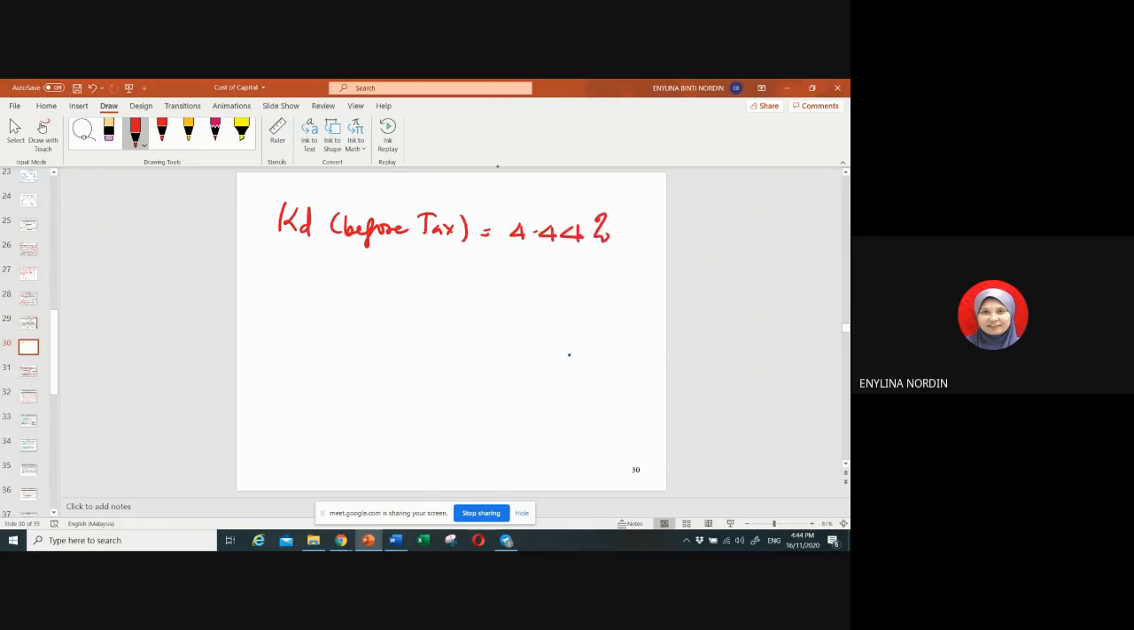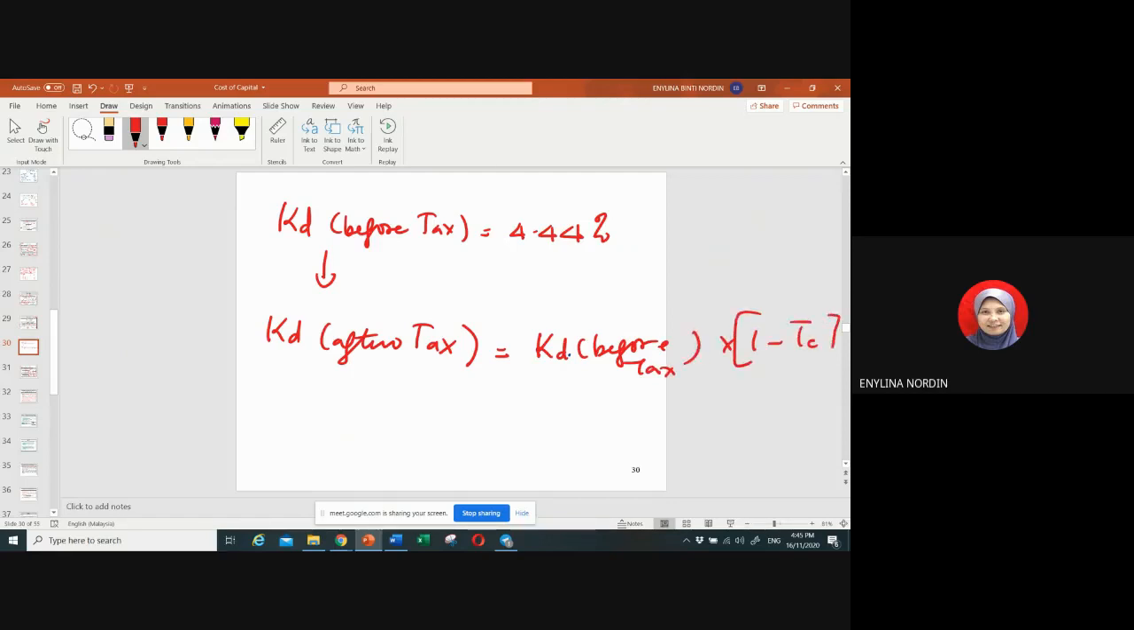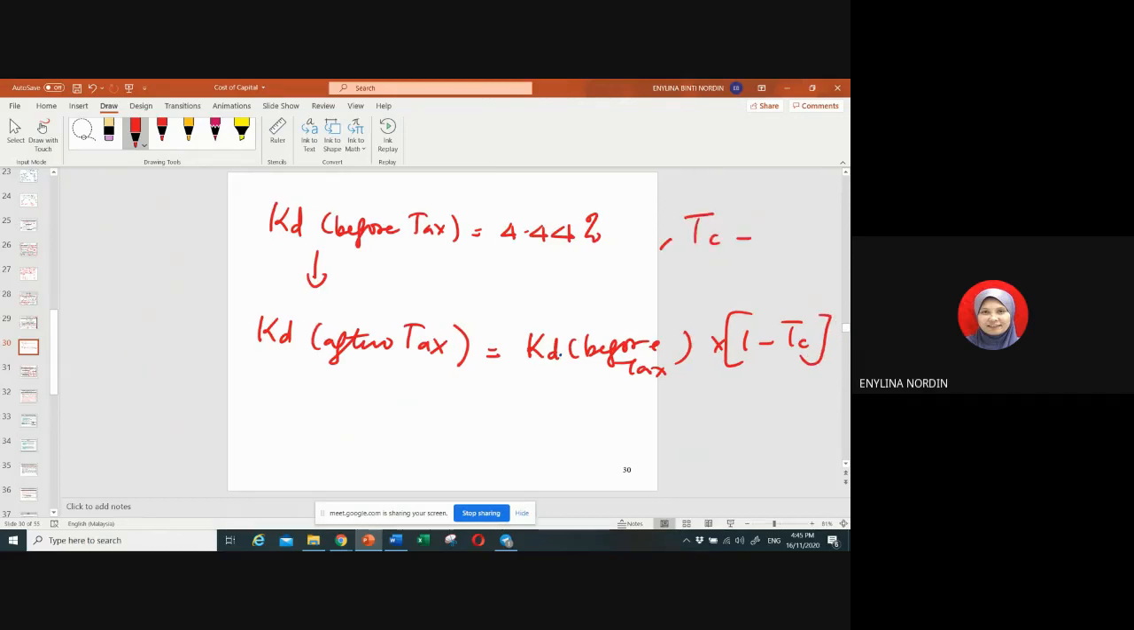4.44%. Now we need to calculate the cost of debt after tax. Why? Because the interest is normally paid before tax, so that's why we need to subtract tax. That is the formula: cost of debt before tax multiplied by 1 minus TC, the tax rate. So what is the TC? Let's say the tax rate given is 25%. So the company has to pay corporate tax of 25%.